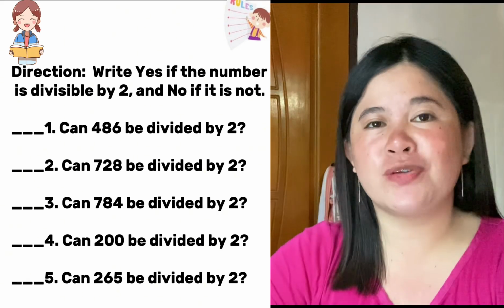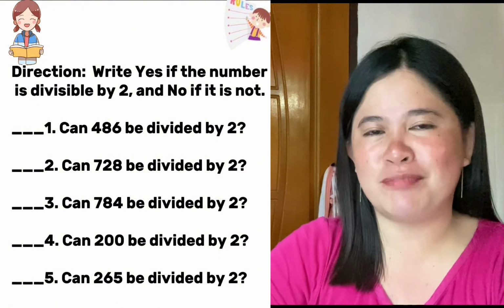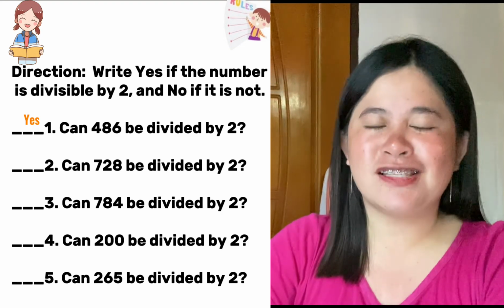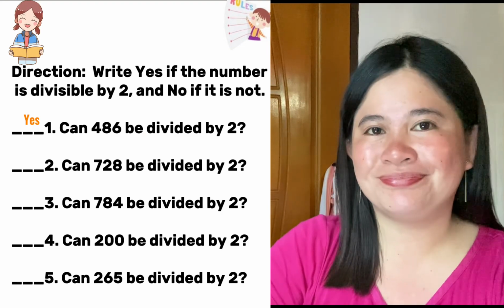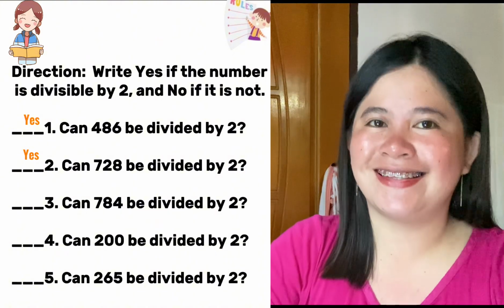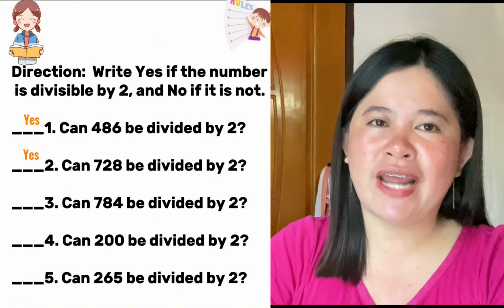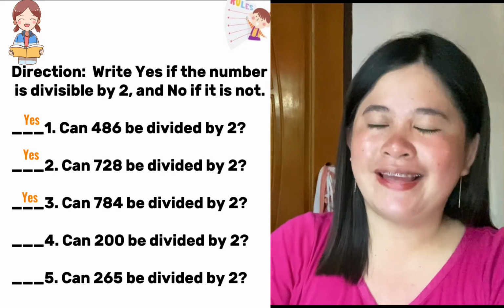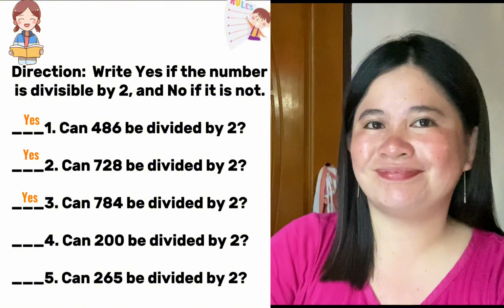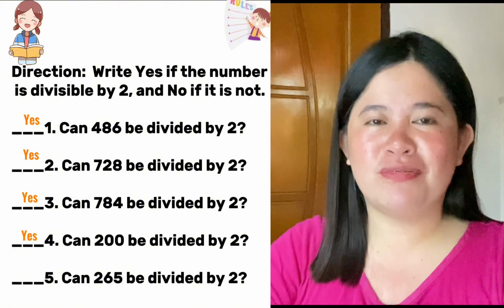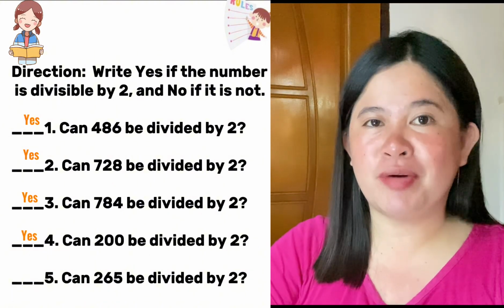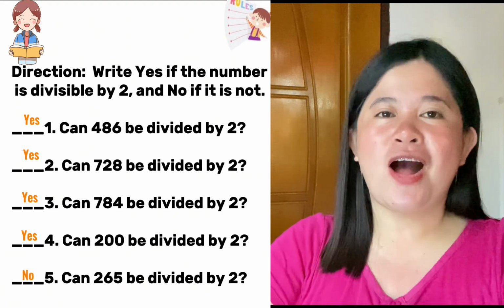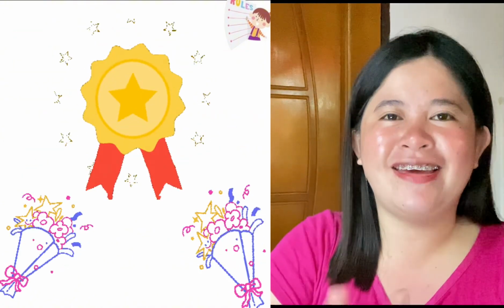Now, let's check your answers. Number 1, can 486 be divided by 2? Correct. The answer is yes. Number 2, can 728 be divided by 2? Correct. It's yes. Number 3, can 784 be divided by 2? It's yes. Number 4, can 200 be divided by 2? Correct. It's yes. Number 5, can 265 be divided by 2? The answer is no. Alright, so good job everyone!